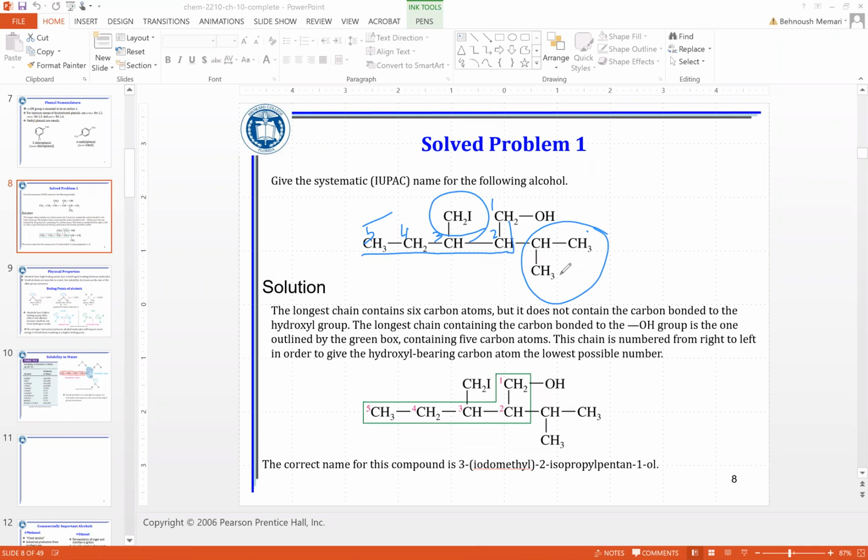Any group that did not take a number is going to be named as a branch, and the branches that we have here are isopropyl and iodomethyl. Then you just put them in alphabetical order. Branches in alphabetical order. If you have iso, the I would count. This is the only prefix that would count. Like if you have di, D doesn't count. For dimethyl, D doesn't count, M counts. But for isopropyl, I would count. And the name is already here.